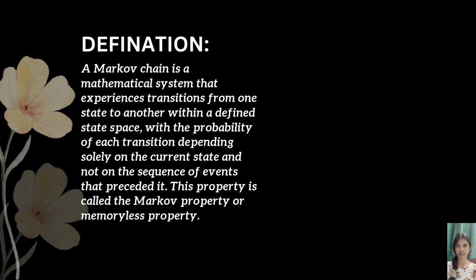Firstly, let's see its definition. A Markov chain is a mathematical system that experiences transitions from one state to another within a defined state space, with the probability of each transition depending solely on the current state and not on the sequence of events that preceded it. The property is called Markov property or memoryless property.